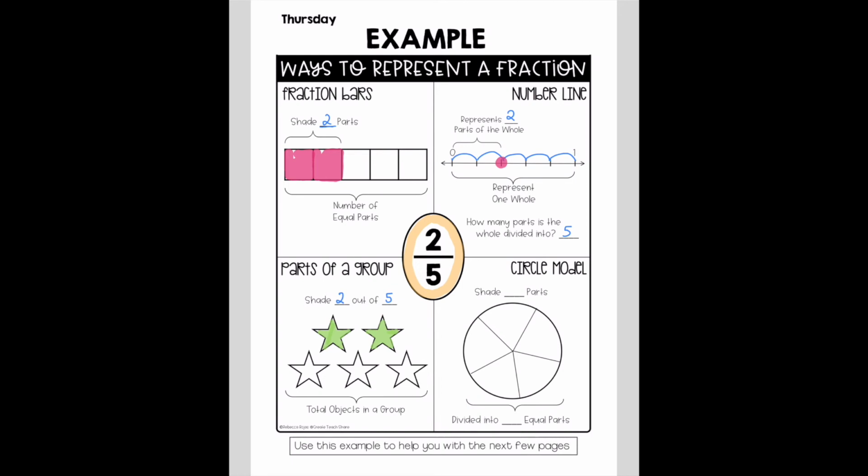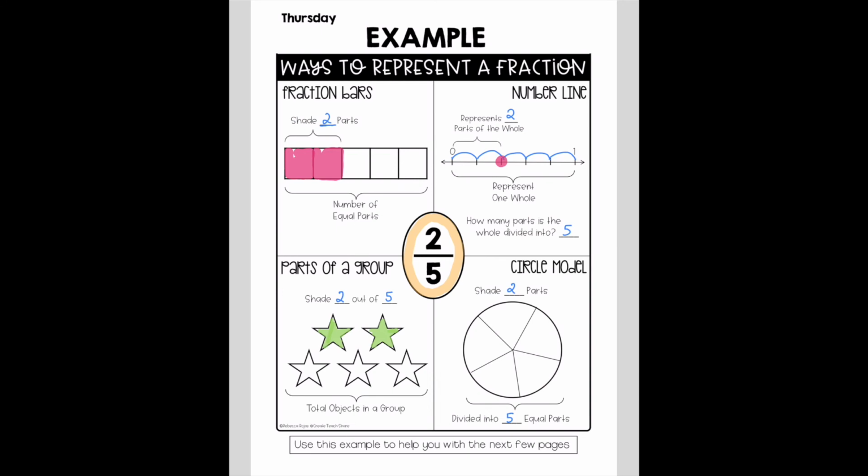All right, and lastly, our circle model. How many parts are we shading? We're going to shade in 2 parts. And our circle has been divided into how many equal parts? Our denominator is 5. We have 1, 2, 3, 4, 5. So it's been divided into 5 equal parts. And let's go ahead and shade in 2 of these parts. Okay, so 1, 2. And 2/5 of the circle has now been shaded. So these are some ways that we can represent our fractions.